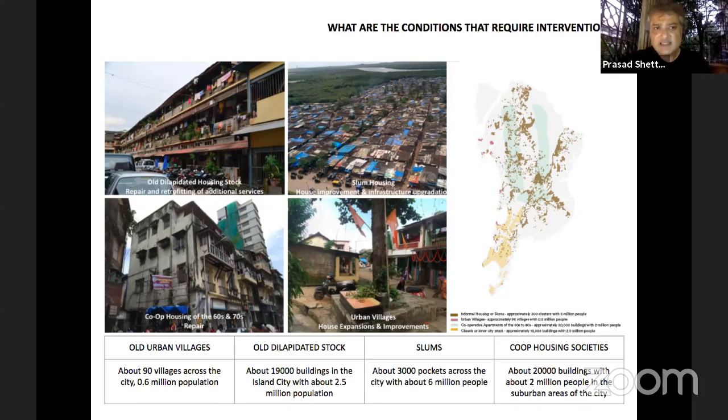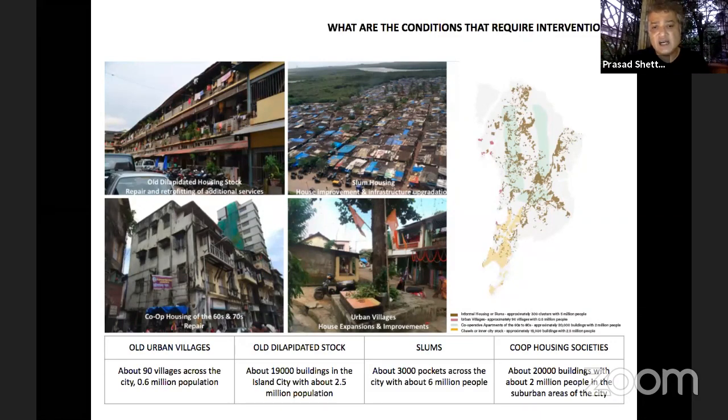Through our earlier studies on housing, we recognized that there are four specific contexts. One is that of old dilapidated buildings, old inner city housing, and this is there across India. The second is the context of slum housing. In Bombay, around 47% of people live in slum housing. The third is the cooperative housing societies, apartments of the 60s, 70s, and also the 80s, which are undergoing redevelopment, which have problems of repairs, etc.